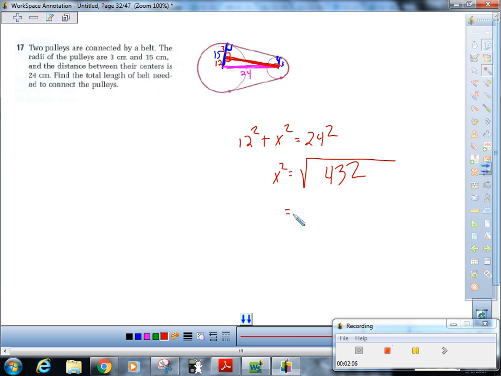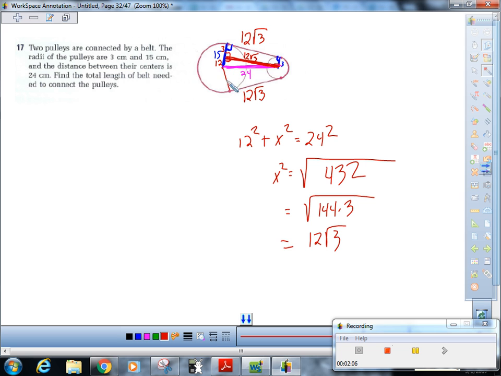Let's bring out a 9. So that is the square root of 48 times 9. Let's see. Let's try this divided by 144. Yep. It's 144 times 3. So indeed, that's 12 radical 3, and that's the external tangent. So we know that the external tangent is 12 radical 3 and 12 radical 3.